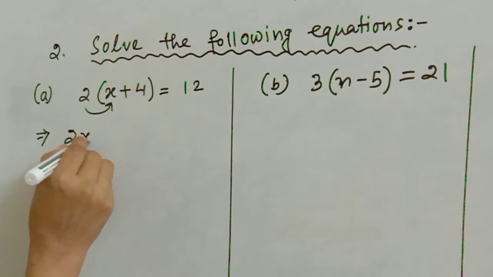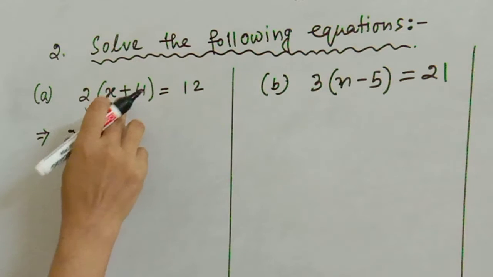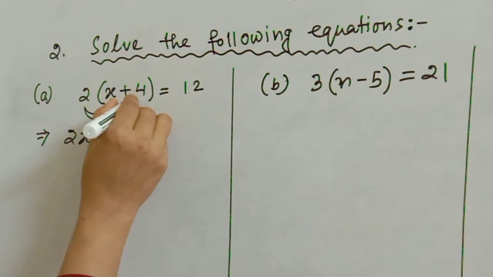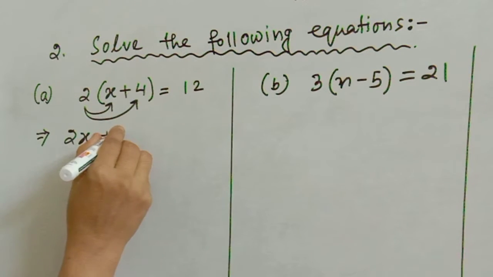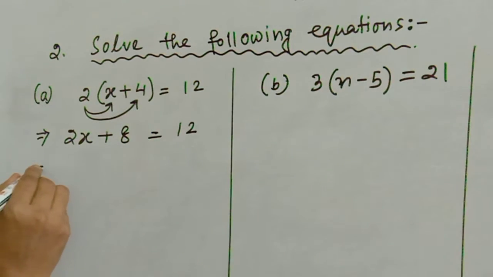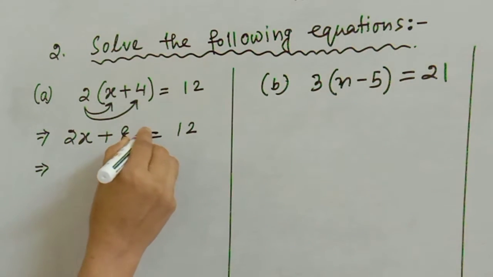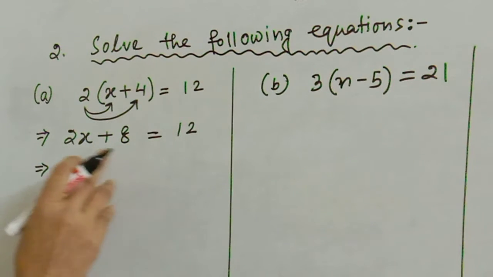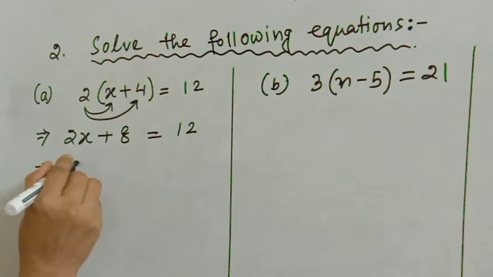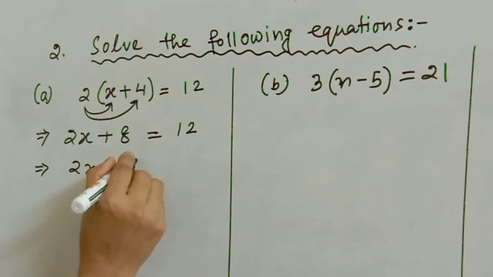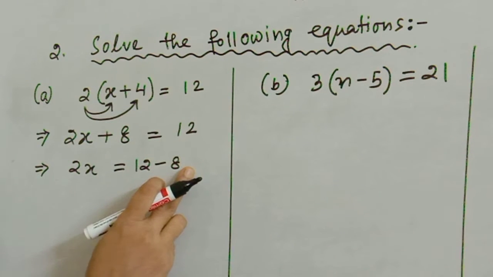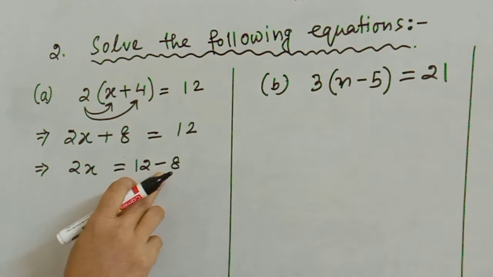2 into x is 2x. Then this plus sign, whatever the sign is here, you have to write this sign. Next you will multiply 2 with 4. 2 4s are 8. Then equal to 12 as it is. Now, same as you have done in exercise 4.2 with the transposing method, you have to separate the variable. So first you will shift plus 8 to the right side. 2x is equal to 12 minus 8. Plus 8 will be shifted to the right side, so its sign will be changed.